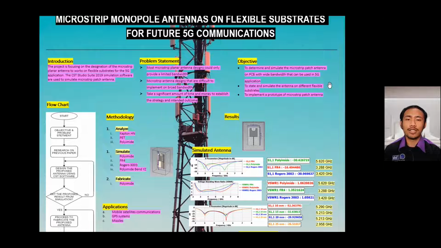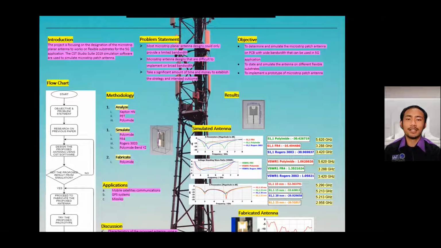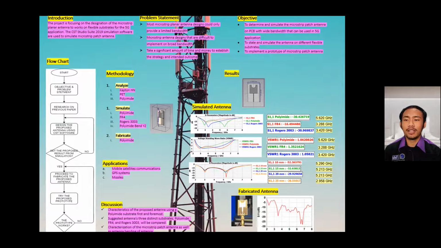The next objective for the project is to determine and simulate the microstrip patch antenna on PCB with wide bandwidth that can be used in 5G application. Next, to state and simulate the antenna on different flexible substrates. After that, to implement a prototype of the microstrip patch antenna, which is the hardware fabrication.